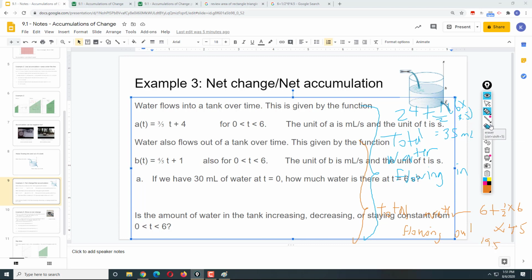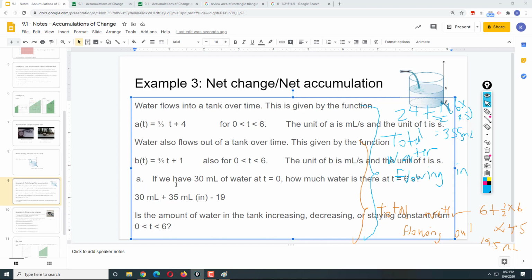19.5. So how much water came in? 35 milliliters. How much water left? 19.5 milliliters. Well, we started with 30, right? Plus, we got 35 milliliters flowing in. Minus 19. The flowing in is 24 plus 3 times 3.5, it's not 35, it's 35.5. Let me be more careful. I wrote 35 when I said 35.5.